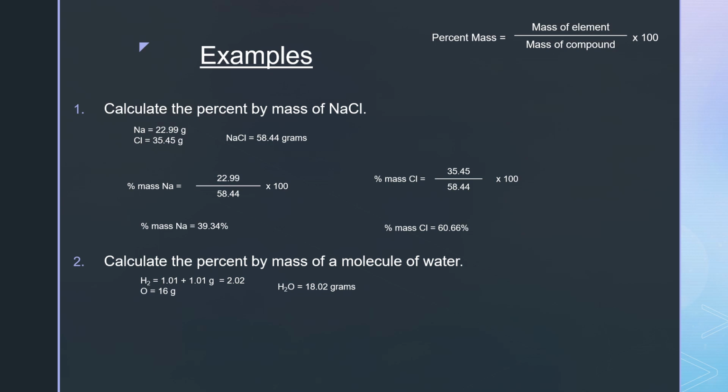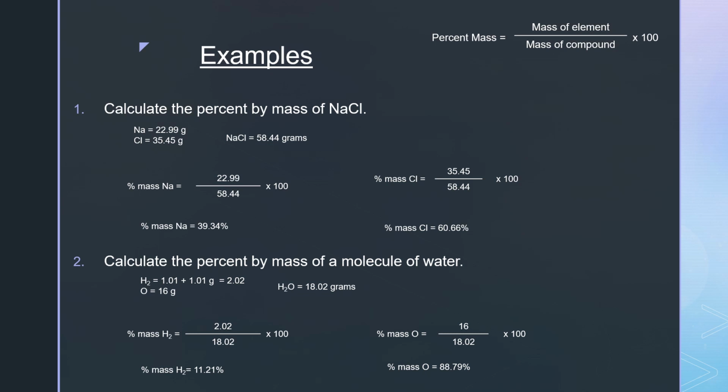Now that I have the mass of the compound, I can go ahead and do the percent by mass of each thing. So I'm going to start off by doing the hydrogens. So again, I have H2, all right? So I have to do the 2.02 divided by 18.02, multiplied by 100, and I got 11.21%. I'm going to do the other one, mass of oxygen, 16 divided by 18.02 times 100, and I get 88.79%.